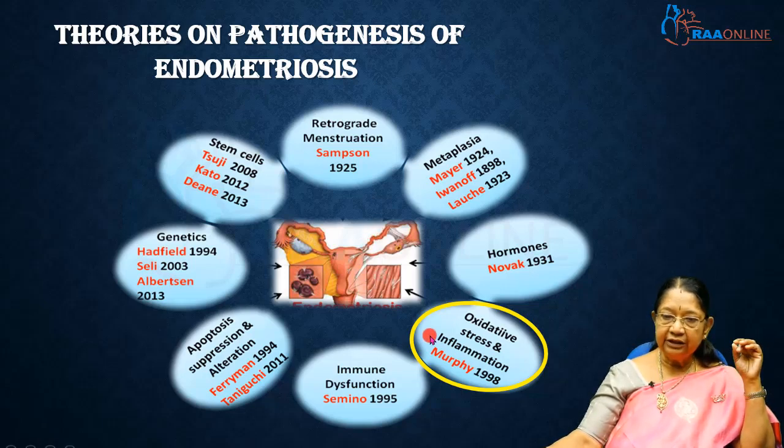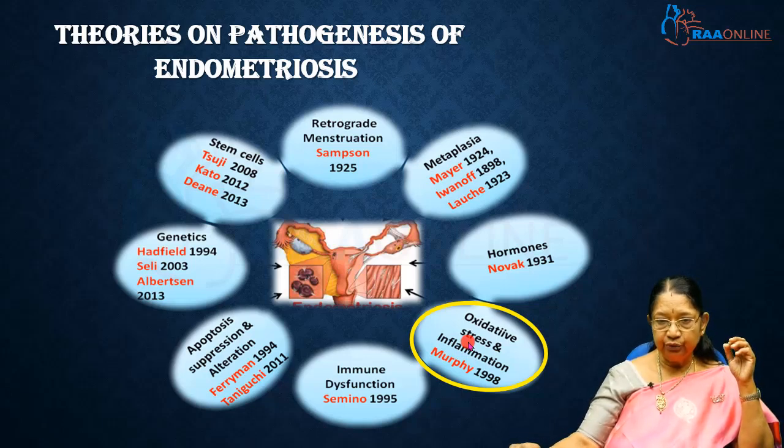Because of the inflammatory condition, it creates a lot of oxidative stress. And again, whenever there is a retrograde spill, hemosiderin pigments are there in the endometriotic tissue. These hemosiderin pigments contain a lot of iron, and that will lead to increased oxidative stress.